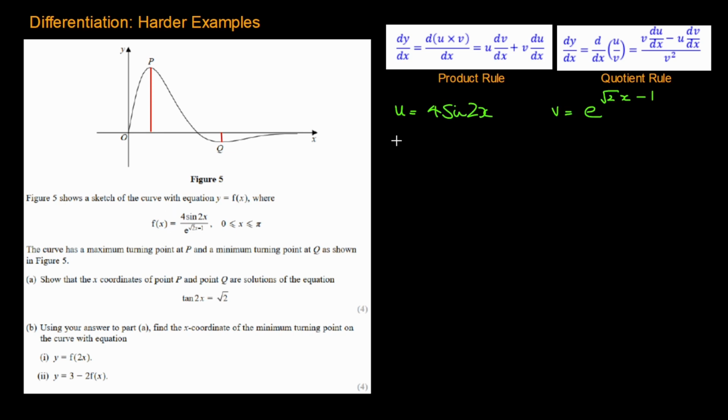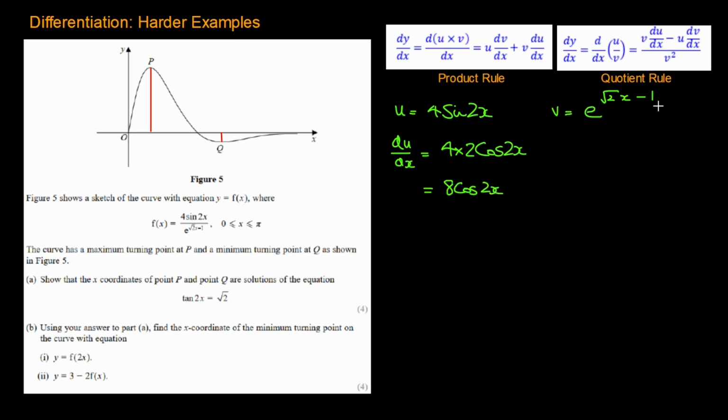Okay, the differential du dx, well, the 4 can remain there. The differential of sine 2x will be cos 2x. But remember, because of the chain rule, we have to differentiate 2x, and the differential of 2x is 2. So there is a multiplied by 2 in the front there. So that becomes 8 cos 2x.